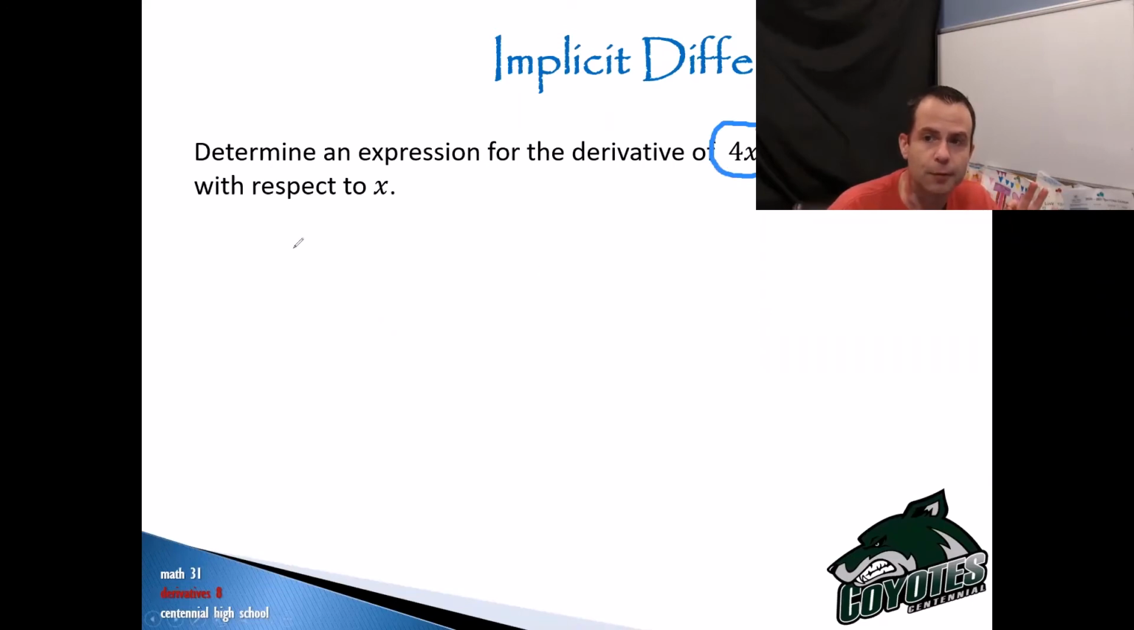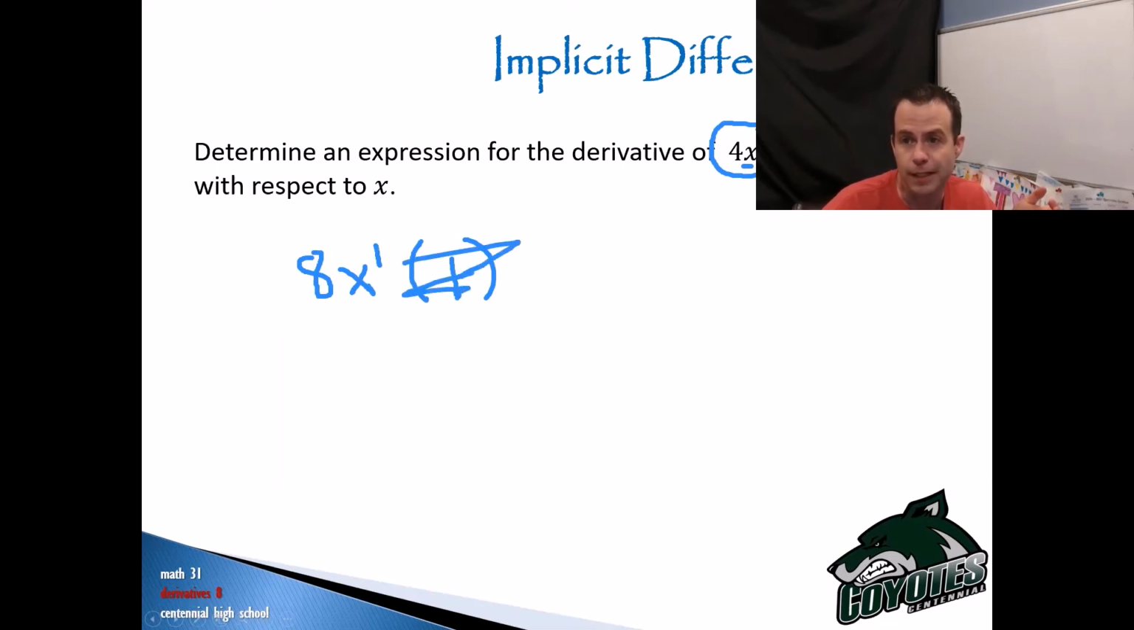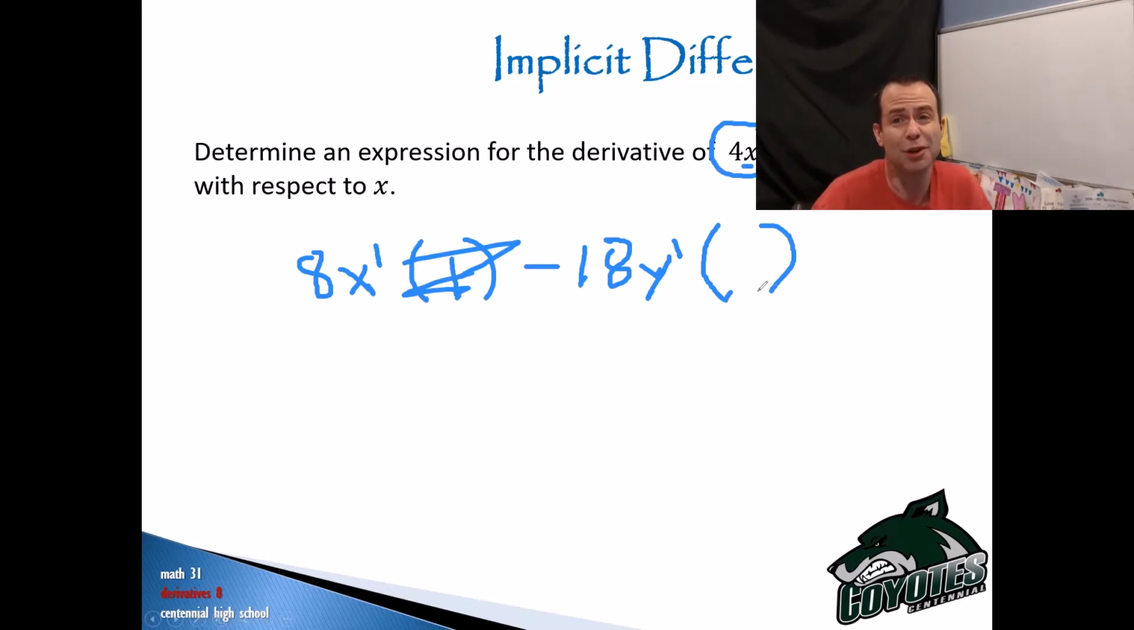The derivative of that would be the 2 comes to the front, so that would be 8x. It drops a degree, and then I take the derivative of the inside function, which is x, and the derivative of the inside function is 1. And so I never ever write that down. But then over here, the 2 comes to the front, so that's negative 18y. Y drops a degree, and then I take the derivative of the inside function. Well, what's the derivative of the inside function? I don't know, so I'll just call it the derivative of the inside function. That's where that derivative of y comes from, okay?